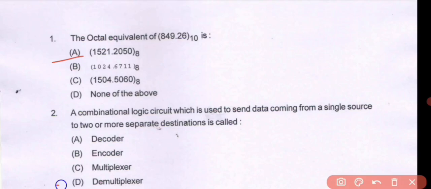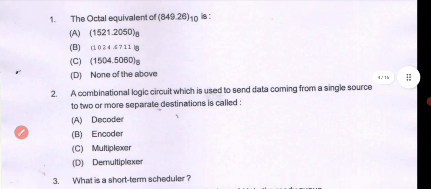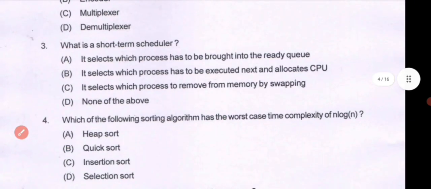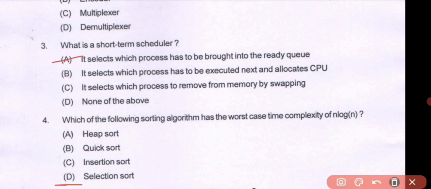A combinational logic circuit which is used to send data coming from a single source to two or more separate destinations is called option D, demultiplexer. Number 3. What is the short-term scheduler? The correct answer is option B, which selects which process has to be executed next and allocates the CPU.